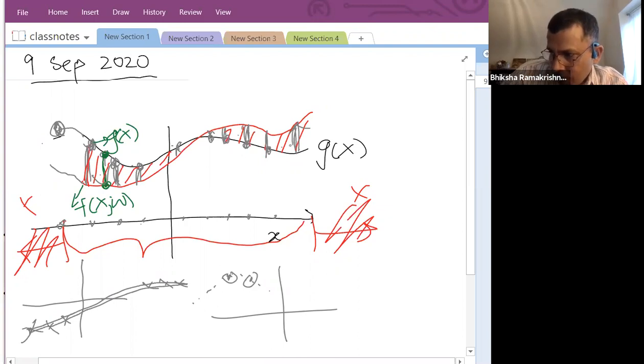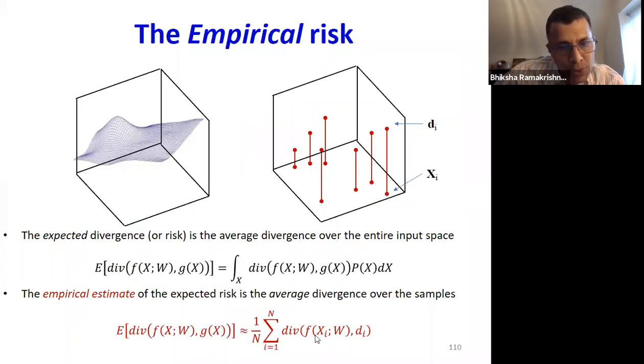And you're going to compute the average length of these lines. You're going to use the average length of these lines as a proxy for this area. What we will actually minimize is this average length of the line, because this is something we can compute, whereas this upper term, which is the expected divergence, is something that we cannot compute.